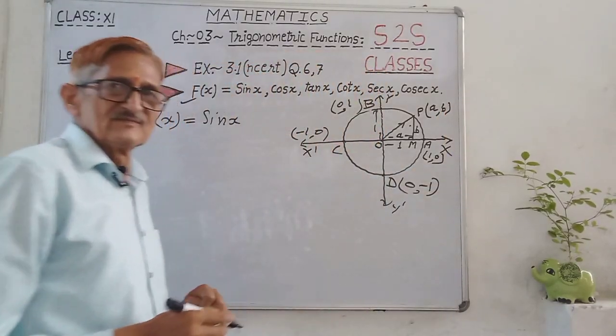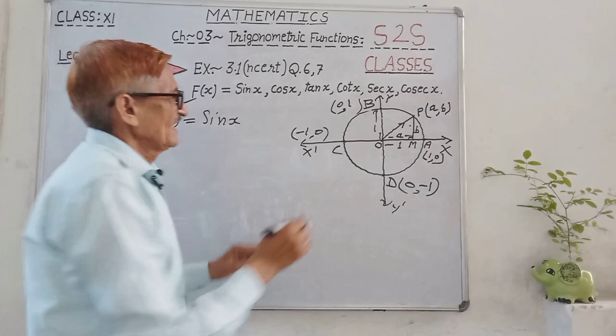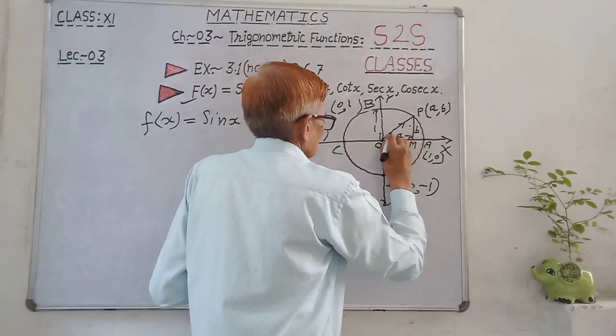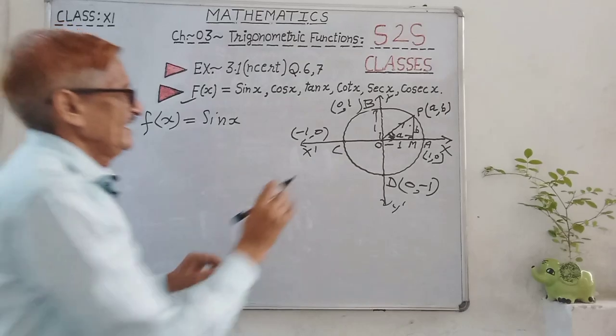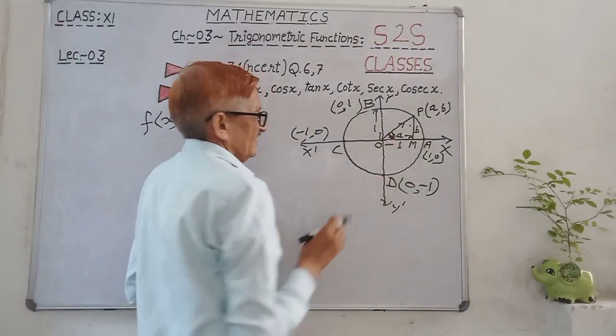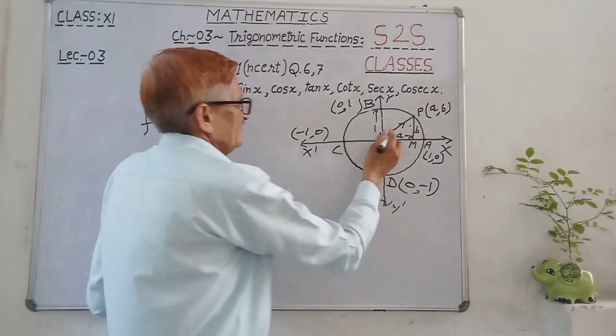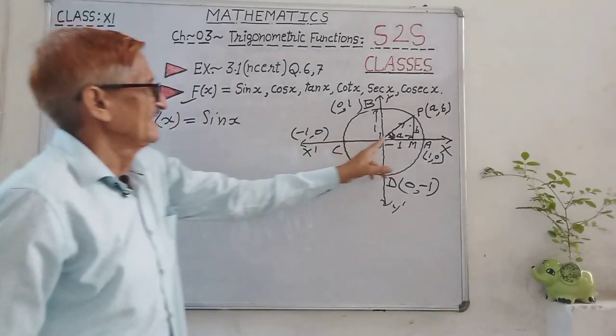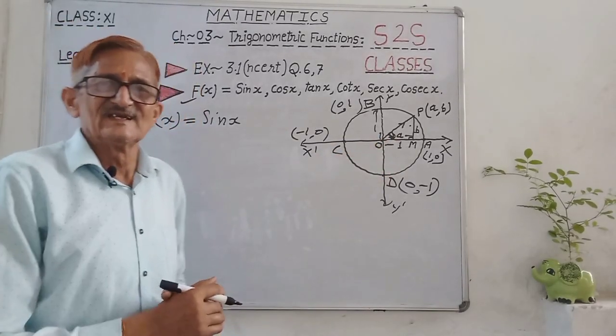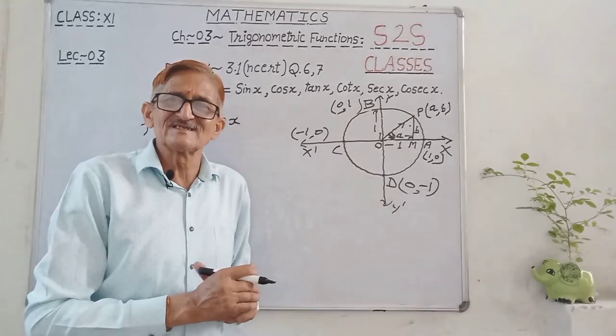Now you see, this angle, if x radian, understand, x radian means every radian is a real number.